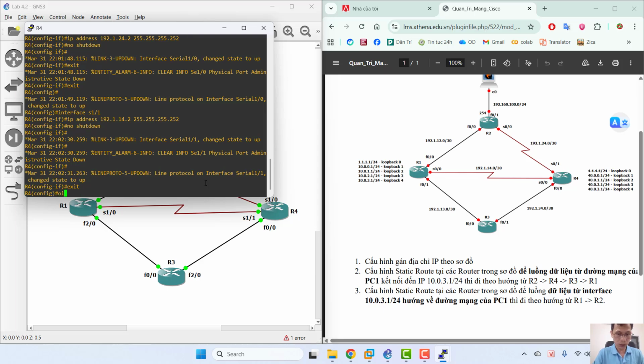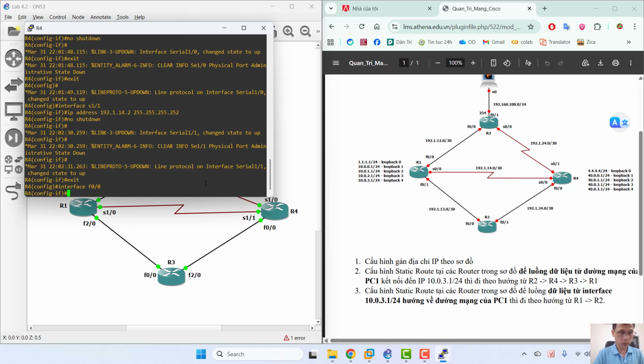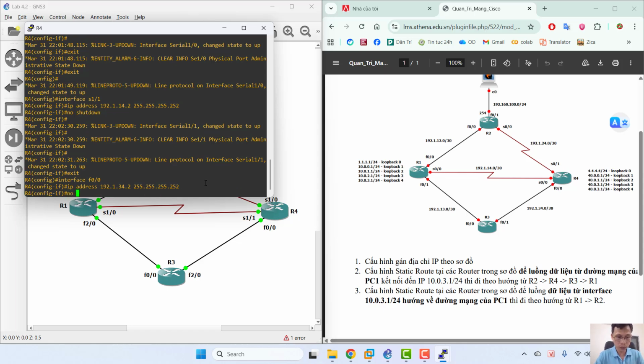Next, interface FastEthernet 0/0, IP address 1.34.2, 255.255.255.252. Enter. No shutdown.